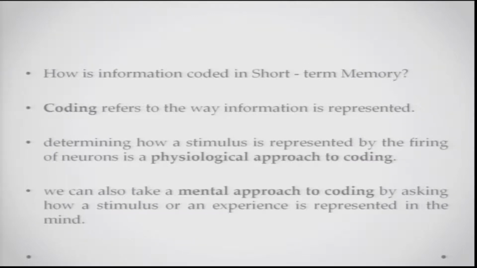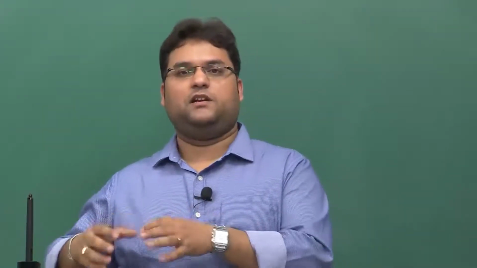Now, determining how a stimulus is represented in the brain by firing of specific neurons, as was seen by Hubel and Wiesel, as I mentioned in one of the earlier lectures, is called the physiological approach to coding. That is one way to do it. The other way to do it is following the mental approach to coding. What is the mental approach to coding? The mental approach to coding is by asking how a stimulus or an experience is represented in the mind.